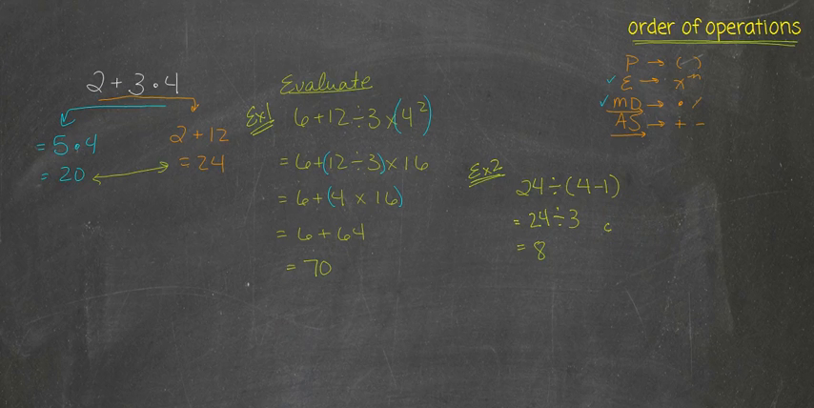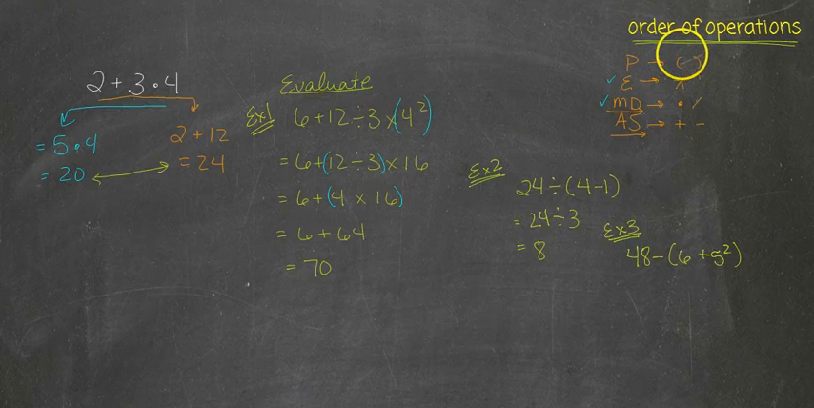Okay, example 3. 48 minus, oh, this one gets complicated. 48 minus, open paren, 6 plus 5 squared, close paren. Okay, so I have to do parentheses first. It tells me parentheses first, but notice inside my parentheses, I actually have my own little set of order of operations. So when we get the instruction to do parentheses first, what it means is do order of operations inside the parentheses. So let's just look inside the parentheses and go down the checklist.